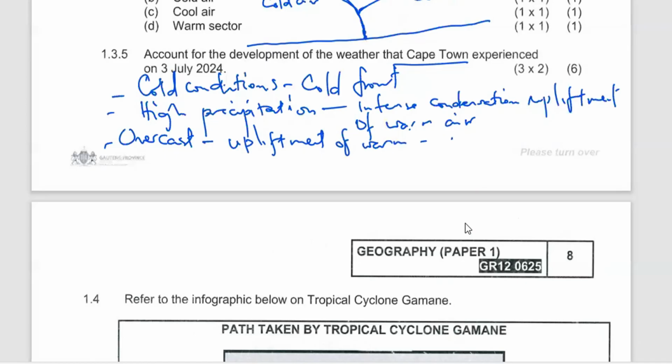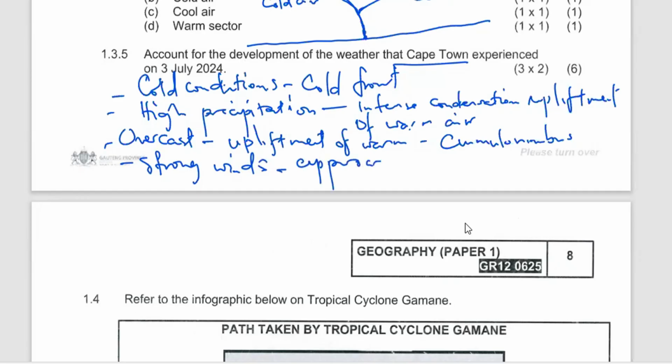And predominantly, we talk of the cumulonimbus clouds, which we know are rain-bearing clouds. And also, we can talk of strong winds that are likely to be experienced. The strong winds are caused by the approaching cold front. It's going to cause strong winds around Cape Town.